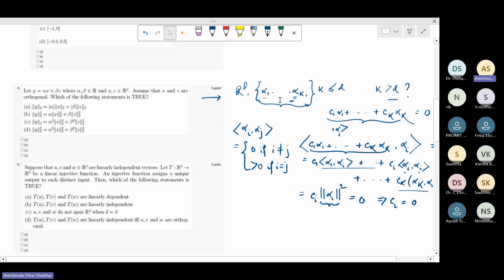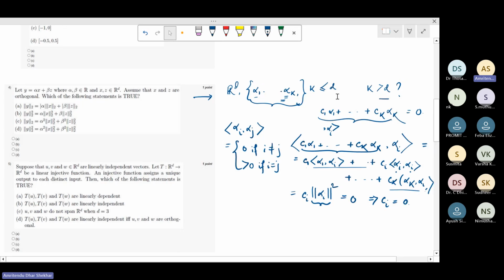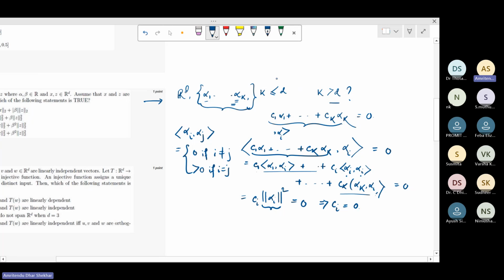So every orthogonal set is always going to be linearly independent. And because a linearly independent set can be at most the size of the dimension, k has to be less than or equal to d.